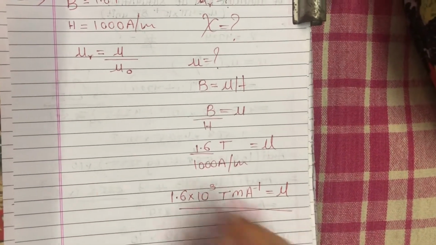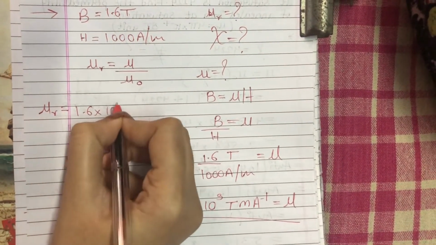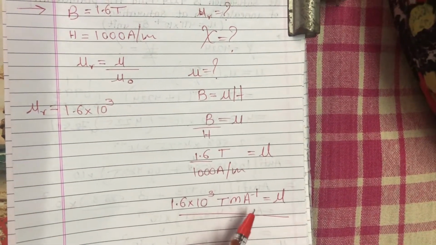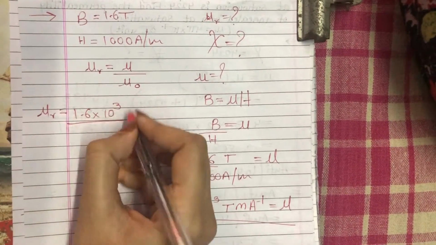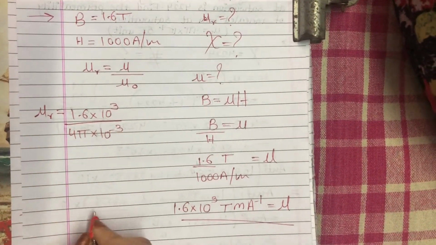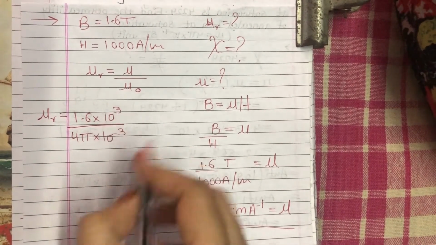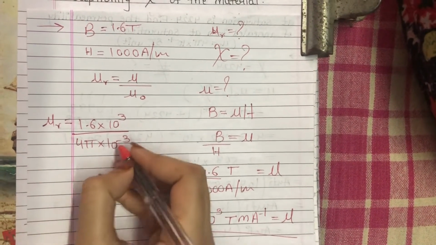So we have permeability with us now. So relative permeability is 1.6 into 10 raised to 3 Tesla meter per ampere upon mu naught, that is 4 pi into 10 raised to minus 7. Again the same unit, Tesla meter per ampere. So both the units get cancelled and relative permeability will not have any unit.